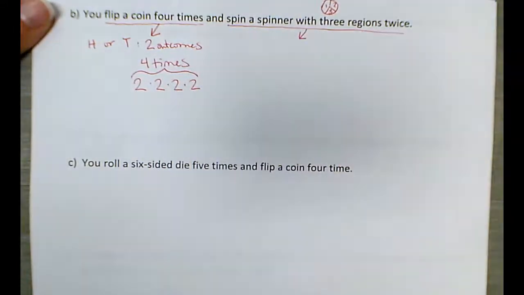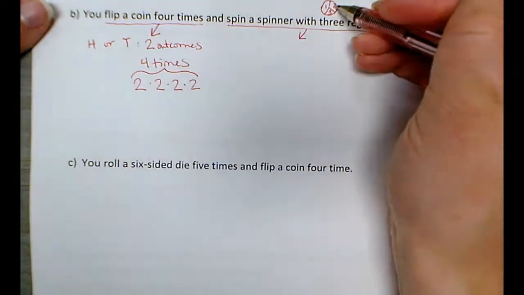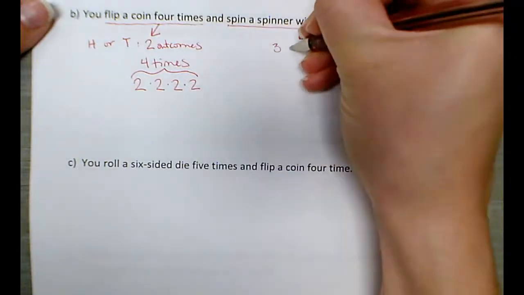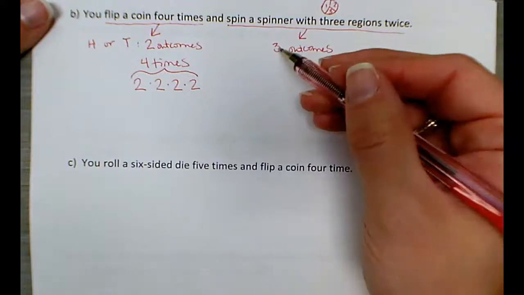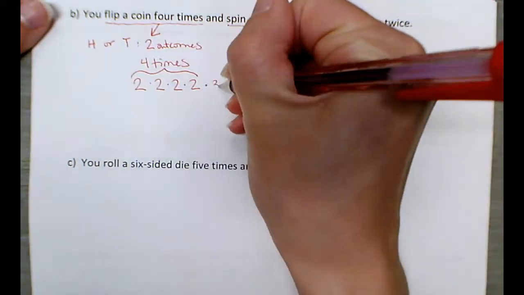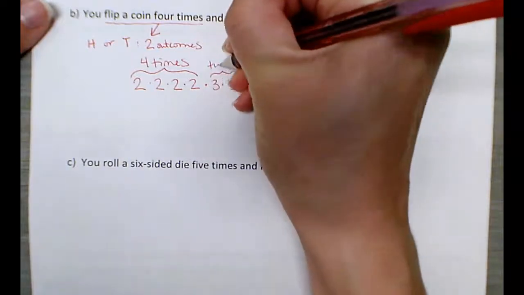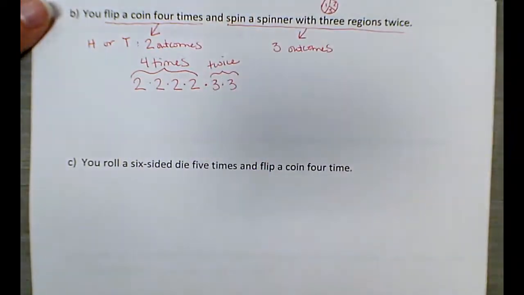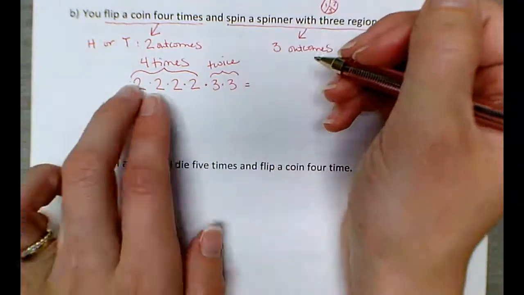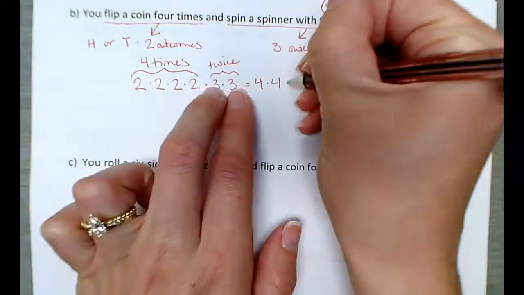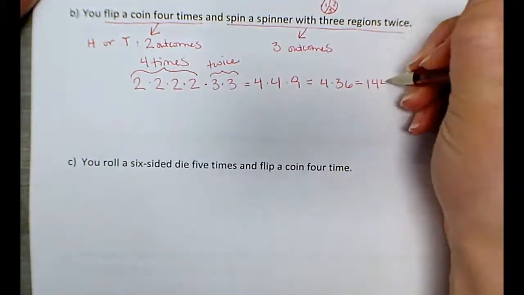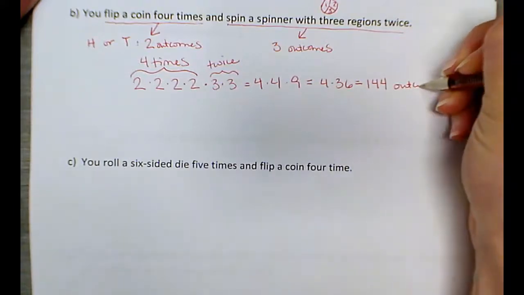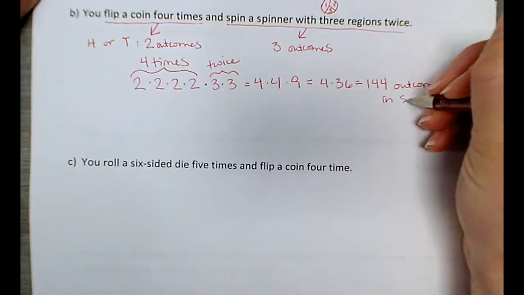When you spin a spinner with 3 regions twice, you've got 3 possible outcomes. You could land in the first space, second space, or third space. So 3 outcomes. But when you respin the spinner that second time, you still have the possibility of all 3 outcomes. So you want to multiply this by 3 and by 3 because that's the 2 times that you spin that spinner. So when I multiply these together, 2 times 2 is 4, 2 times 2 is 4, 3 times 3 is 9. That's 4 times 36. That's 144 possible outcomes in the sample space.